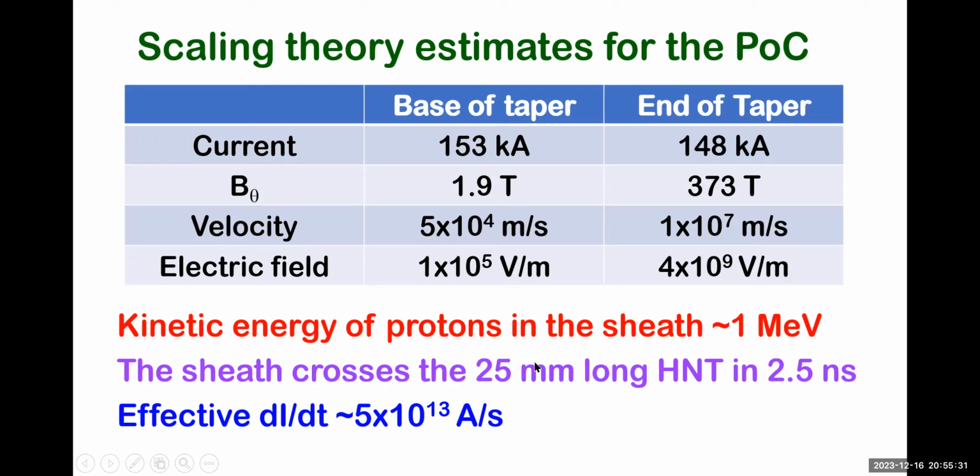The sheath crosses the 25 millimeter long HNT in 2.5 nanoseconds. The effective dI/dt of this would be 5 × 10^13 amps per second. For comparison, the Sandia Z machine puts 18 megaamperes of current into the Z pinch load in 100 nanoseconds. So that makes effective, average dI/dt, which is just 3.6 times higher than this value.